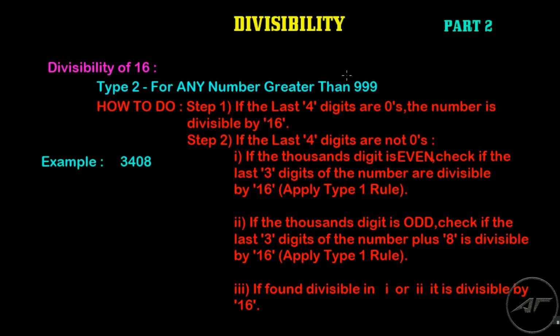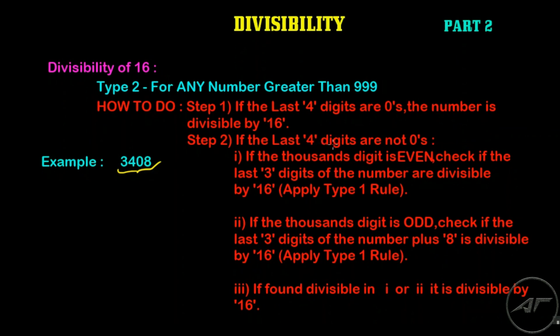Most aptitude classes and workshops will tell you that if the last 4 digits of a number are divisible by 16, then the number is divisible by 16. Now how do you figure out if the last 4 digits of the number are divisible by 16 unless you memorize the multiplication table? This is how you do it.